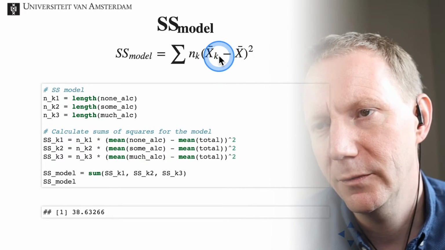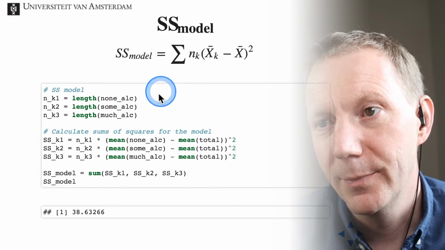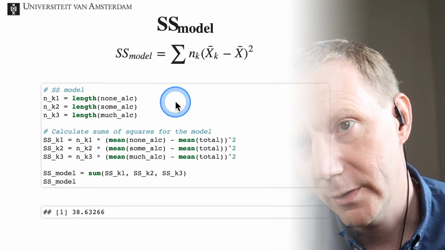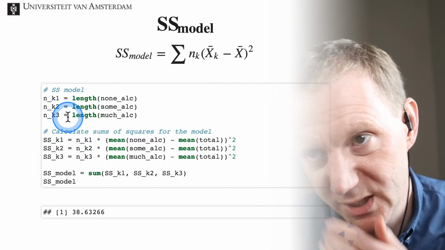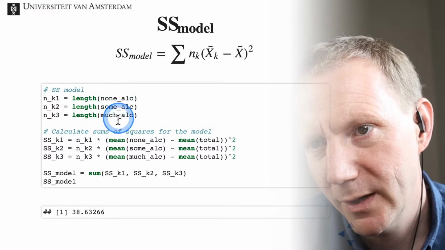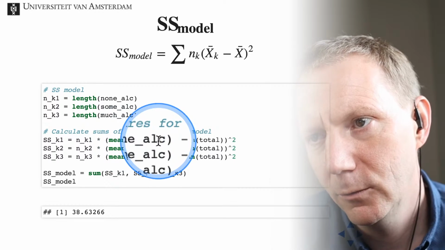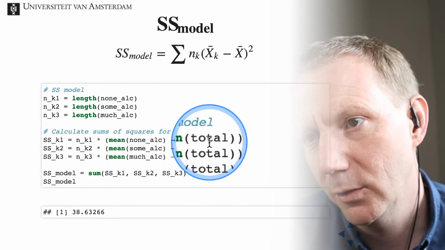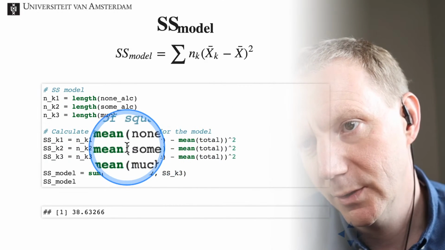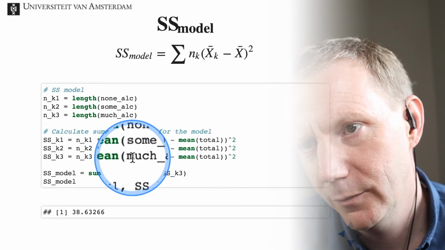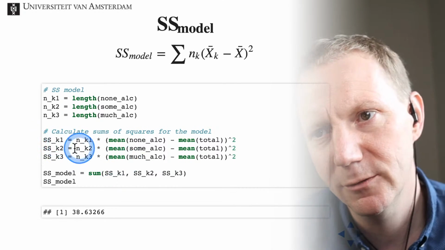So what we now want to find out is, well, what is the group average, and what is the deviation for that group average? So I first determined the sample size per group, which is actually the same for all. And in the final step, I will be looking at the mean for everybody in the no alcohol group, and I will be subtracting the total mean and squaring this. I also do that for the some alcohol group and for the much alcohol group, which will result in the amount of sums of squares for each individual group.